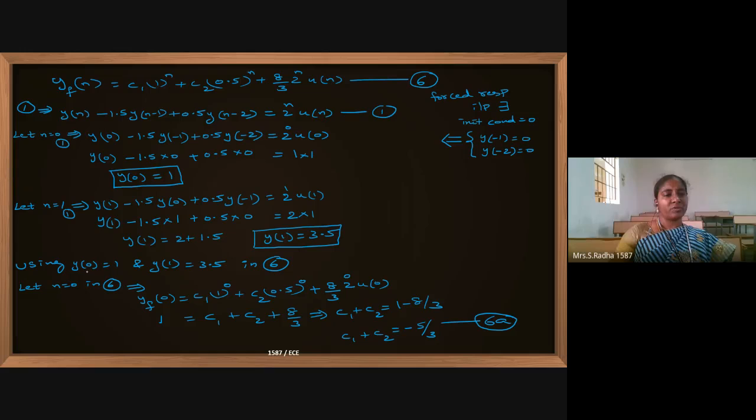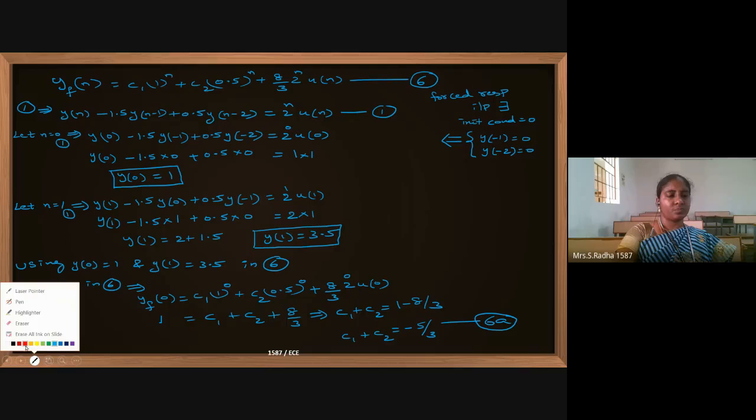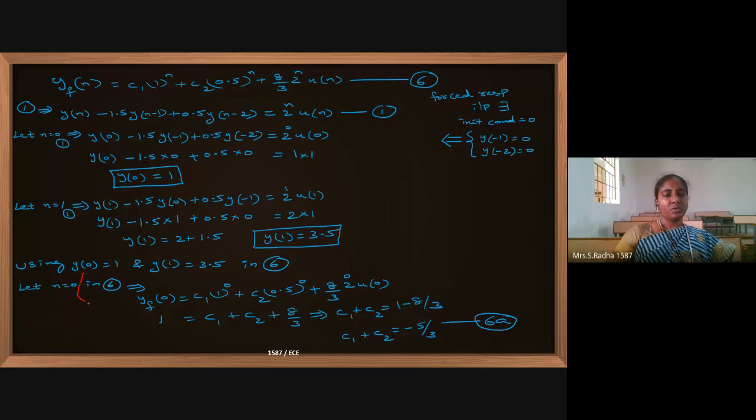What we have done, we have substituted y of 0 equal to 1. I have made use of y of 0 value here. Now I have to make use of y of 1 equal to 3.5. For that, I will substitute n equal to 1 in equation 6. Okay, I am going to the next slide.